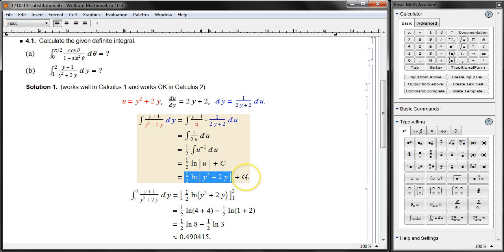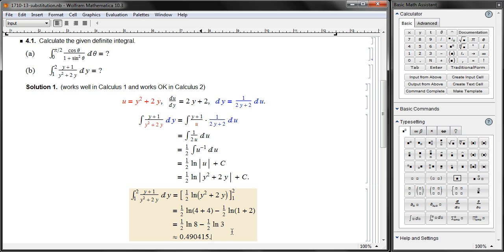We don't need this plus c because the fundamental theorem says plug in the top, plug in the bottom, subtract one from the other. And when you subtract one from the other, this plus c minus another c cancel each other out. So we use just this expression, plug in y equals 2, plug in y equals 1, subtract one from the other, and what do you get? We get this expression, and then this is numerical computation. Up to here, it's exactly the same as the very problem we already discussed in the second video, and then plug in the top, plug in the bottom, subtract one from the other.